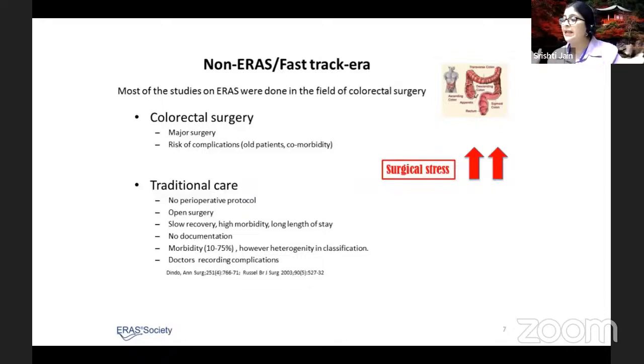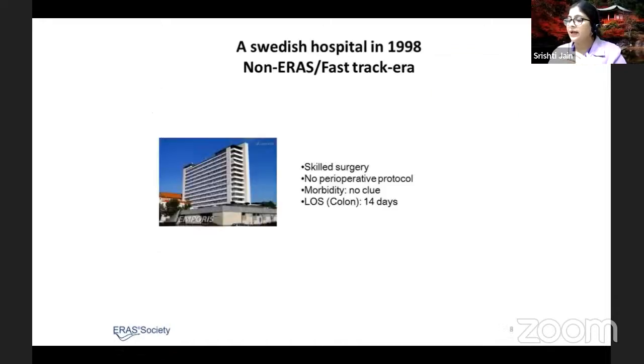The morbidity would be anywhere between 10 and 75%. And doctors are the ones recording the complications, so obviously the outcome cannot be measured objectively, and the surgical stress would be more. This led to a very long length of stay. Dr. Ulf shares in his video that he was working in a Swedish hospital in 1998, where there was a non-ERAS or fast track era.